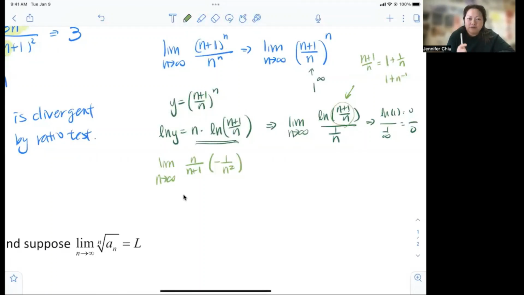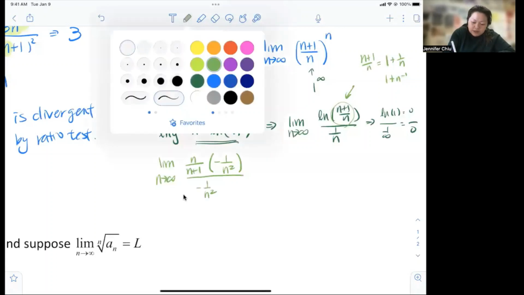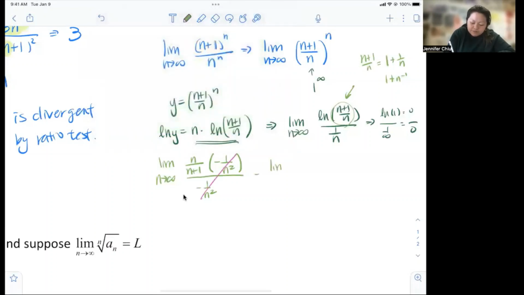Okay, we have the derivative of the numerator. Now we want the derivative of the denominator. 1 over n on the bottom is really just n to negative 1, so its derivative is negative n to the negative 2, so negative 1 over n squared. Awesome, because now these two reduce out. I have a very nice limit as n approaches infinity of n over n plus 1, and that would give me 1.